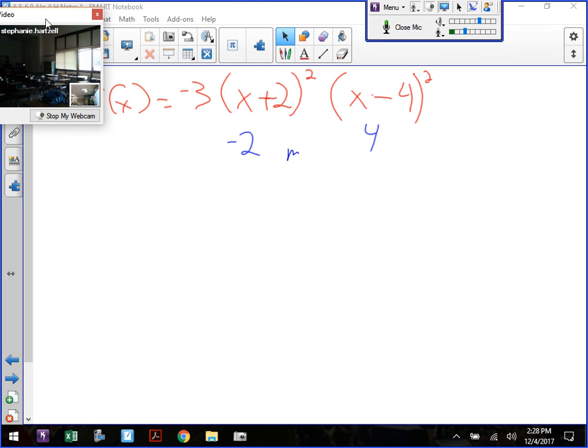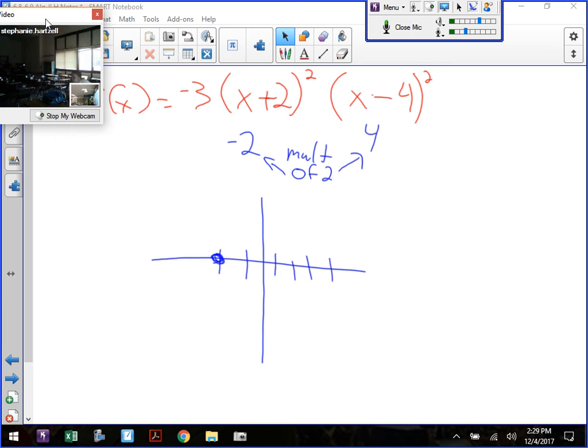These guys both have multiplicity of 2 for both of them, which means what happens to this graph? Well, it doesn't change direction. It touches the 0. It touches those values both once. It changes direction at both of those spots. So at -2 and 4, it comes up, changes, comes up.